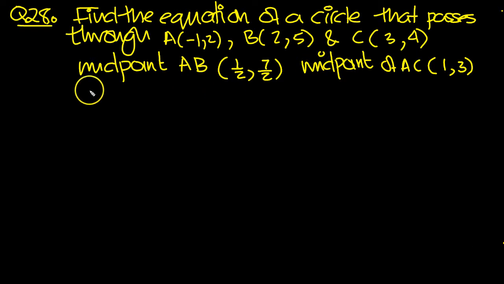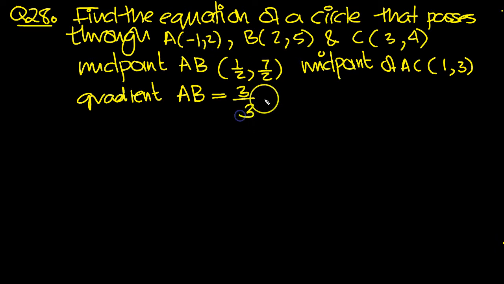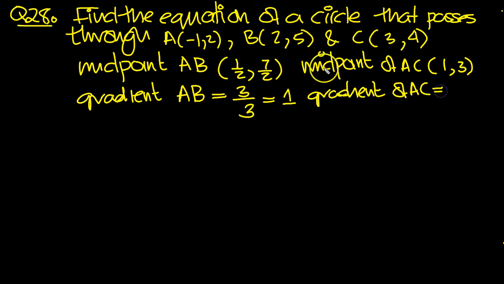The gradient of AB then we need. From A to B, the increase in y is 5 minus 2 is 3. The increase in x is minus 1 to 2 is 3. So the gradient of AB is 1. Gradient of AC then. The increase in y goes from 2 to 4 is 2. And then it goes from minus 1 to 3, which is 4, the increase in x, so that's a half.